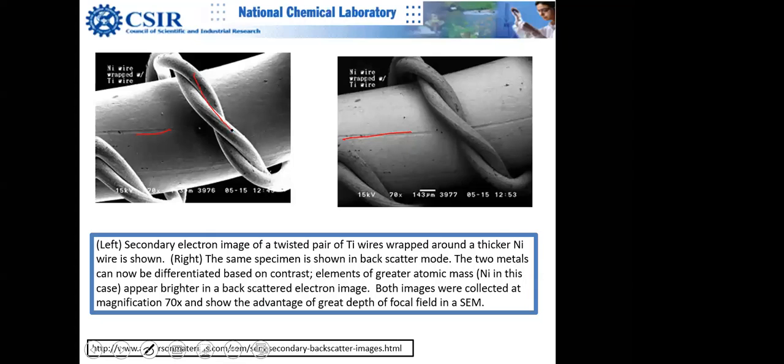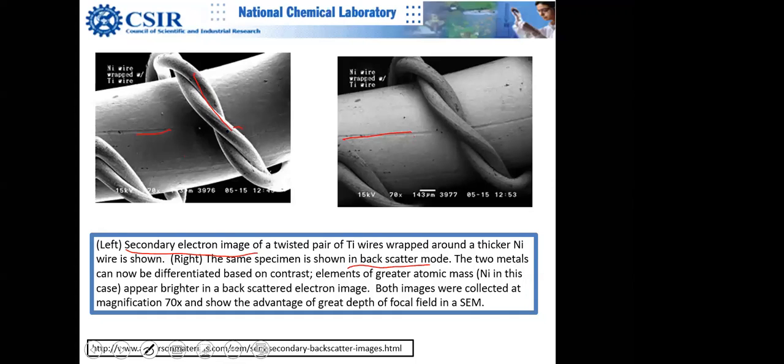You can see what is shown here, that you can distinguish in some of the images. This is backscatter mode. In backscatter mode, you can see slightly the contrast difference between this and this, because there are two different elements. That's why you can see the contrast difference. And this is the secondary electron image, which does not have exact contrast. So you cannot distinguish between this element and this element, between titanium and nickel. But it's a beautiful example.